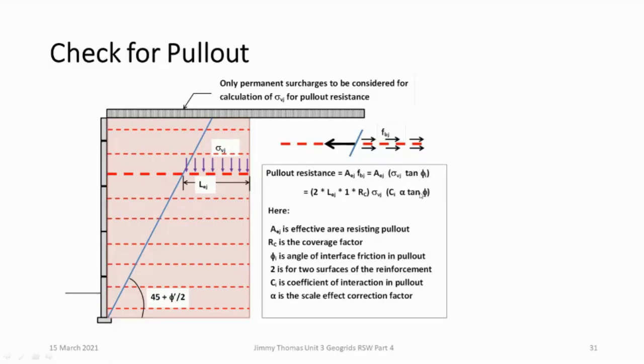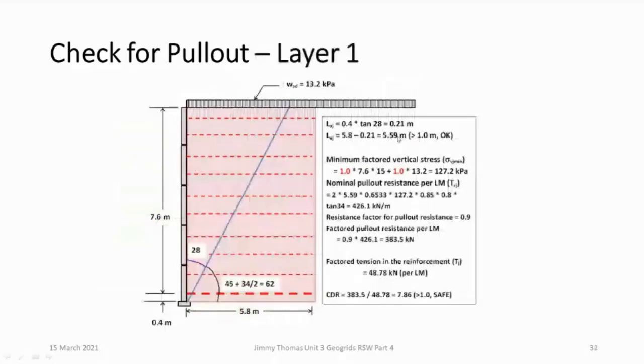So if I look at layer 1, first we calculate the length LAJ, the length in the active zone. So that will be 0.4 into, this is 62, so this angle will be 28 degrees. So 0.4 into tan 28, 0.21. So the effective anchorage length will be 5.8 minus 0.21, which is 5.59. And FHWA has a criterion: the anchorage length has to be at least 1 meter. Here it is actually much more, so that is okay.